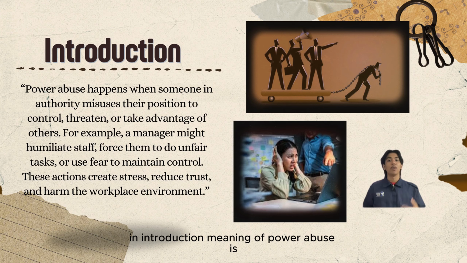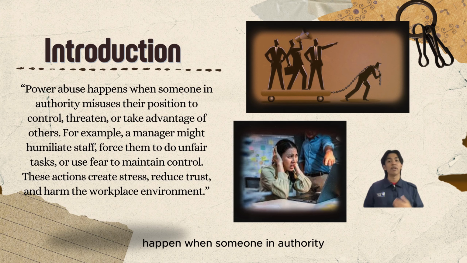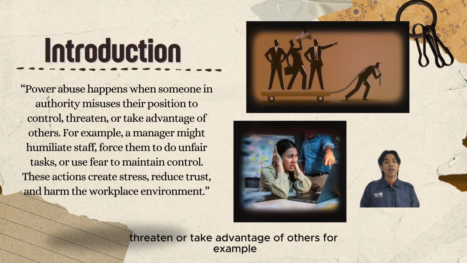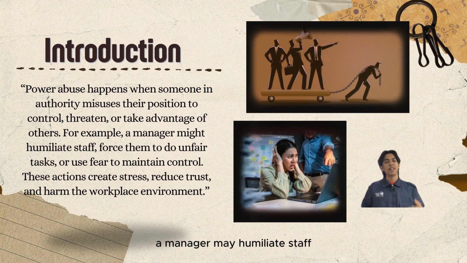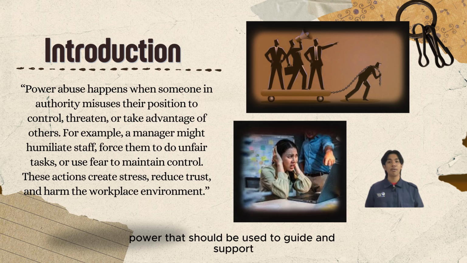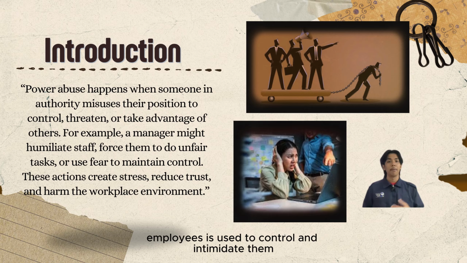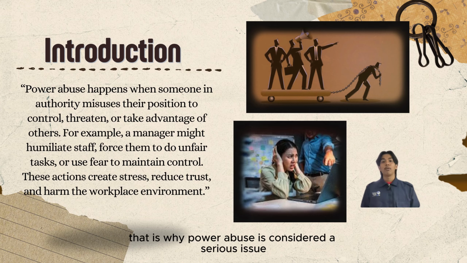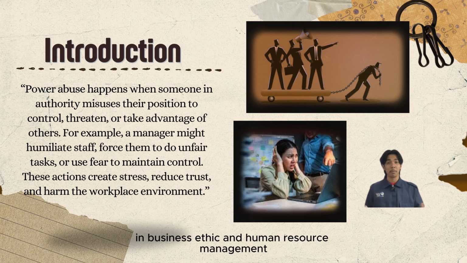In the introduction, power abuse happens when someone in authority misuses their position to control, threaten or take advantage of others. For example, a manager may humiliate staff, force them to do unfair tasks, or use fear to maintain control. This action creates stress, reduces trust, and harms the workplace environment. In other words, power that should be used to guide and support employees is used to control and intimidate them. That is why power abuse is considered a serious issue in business ethics and human resource management.